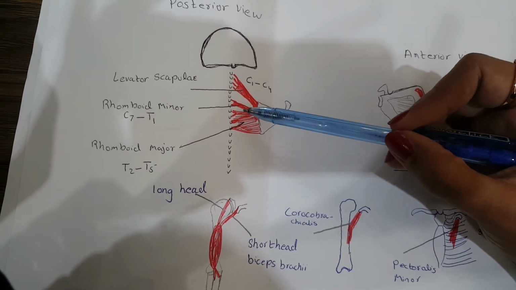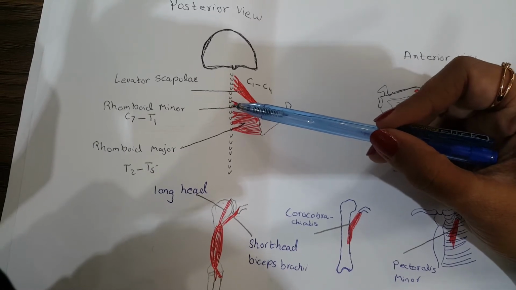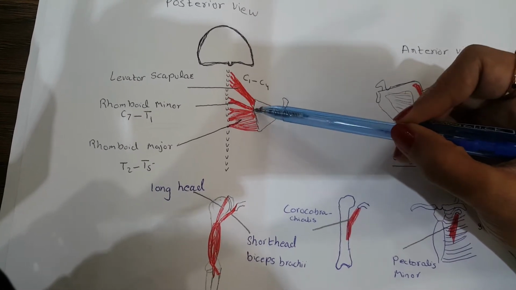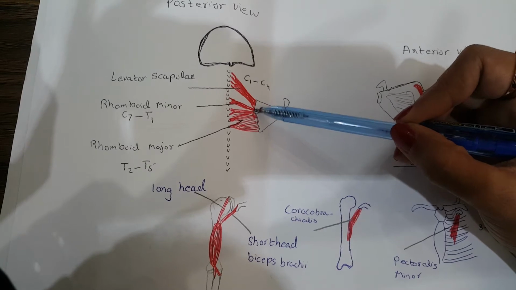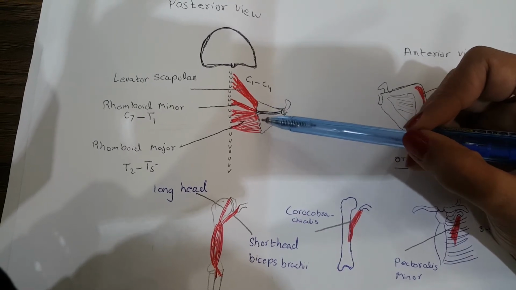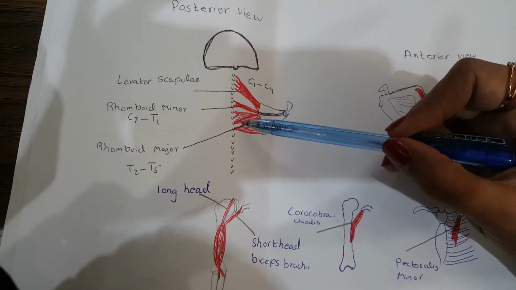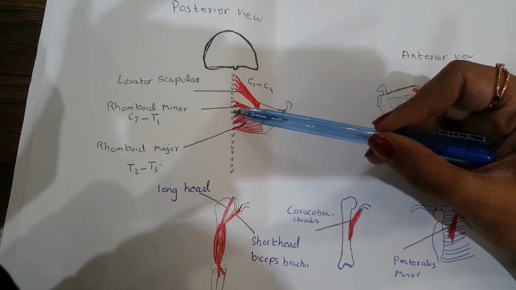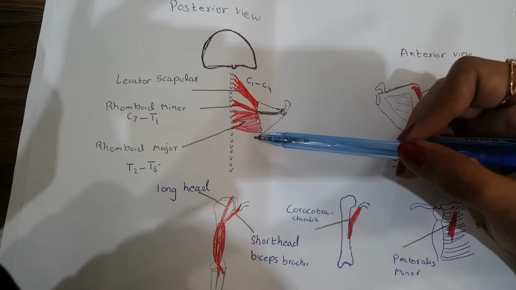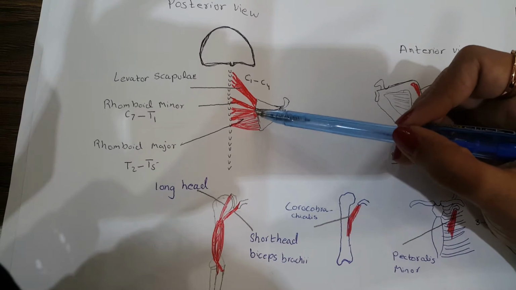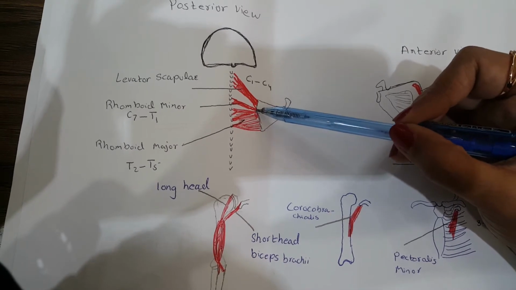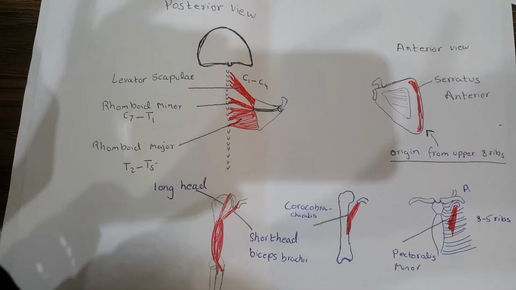Rhomboids minor muscle originates from C7 to T1 vertebrae and is inserted opposite to the root of spine of scapula along the medial border. Rhomboids major muscle originates from T2 to T5 vertebrae and this muscle is inserted along the medial border from the root of spine of scapula towards the inferior angle.